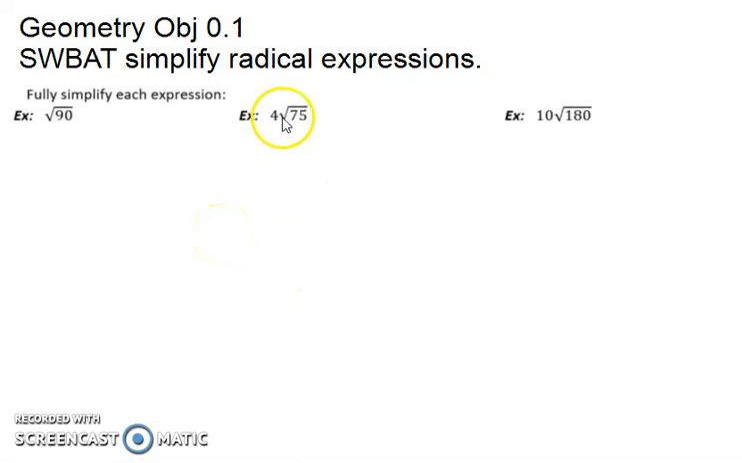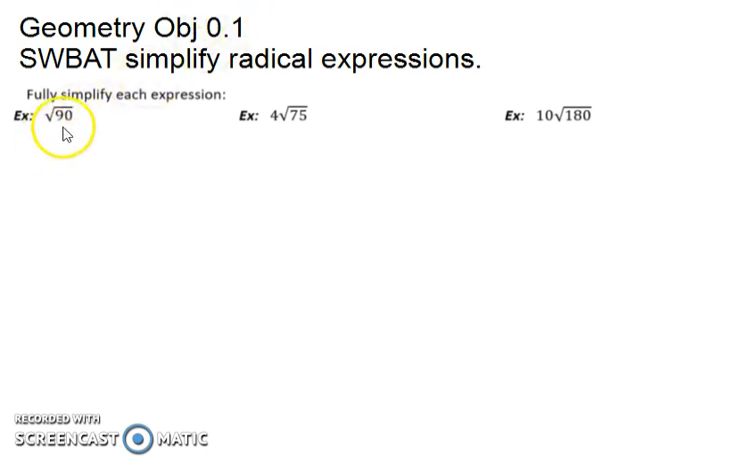Hello! Today we are going to be working on the first objective of geometry, which is to simplify radical expressions. So radical is another name for root or square root. So what we're going to be doing is taking the square root of 90 and turning it into something that's simpler, meaning we're going to break down the number itself and find any perfect squares that are inside of it.